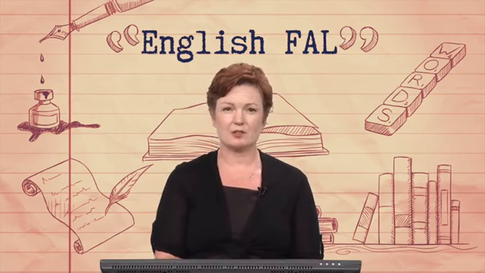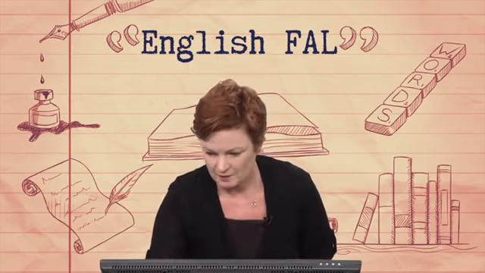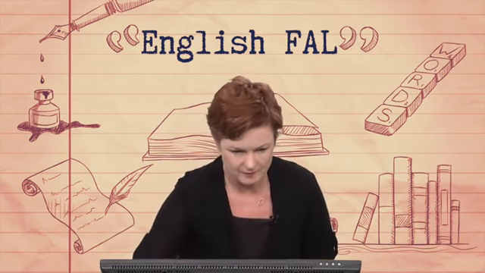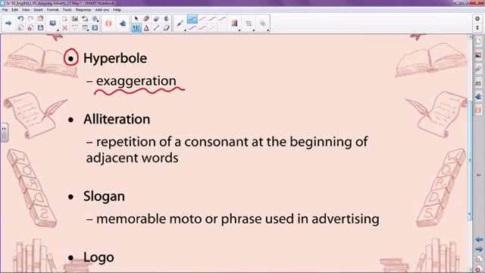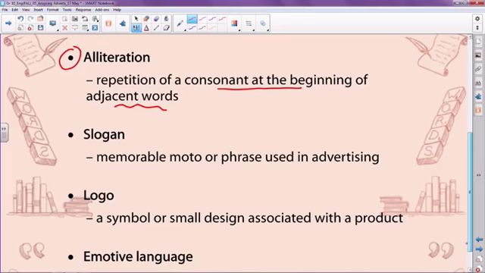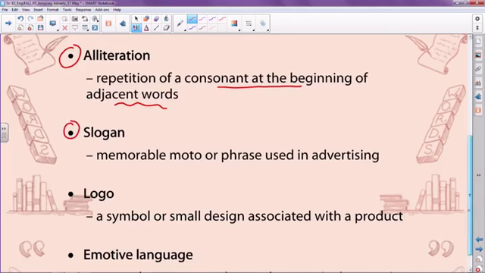Welcome back. Let's have a look at the terms together. So, what is persuade? Persuade really means to make someone do or believe in something. Hyperbole? Hyperbole really means exaggeration. What is alliteration? Alliteration is a repetition of a consonant at the beginning of adjacent words. What is slogan? Slogan is a memorable motto or phrase used in advertising.